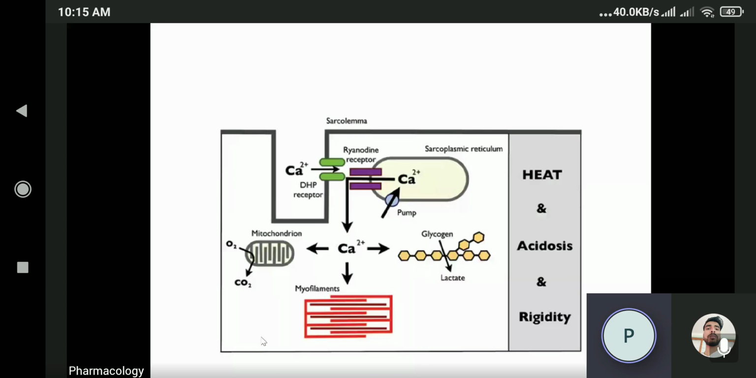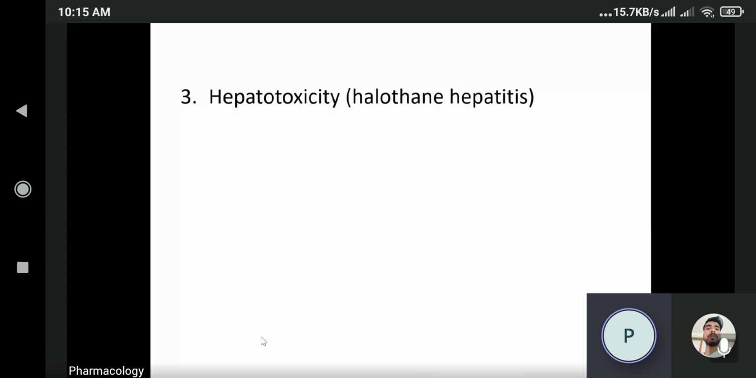Next are the hepatotoxic effects seen with the drug halothane. Please go and revise your hepatotoxic drugs. The mechanism for halothane hepatitis will be illustrated there. It can be a direct toxic effect, and also mediated through an immune response produced against the metabolites when the liver metabolizes halothane. So because of the immune response and direct toxicity, a hepatotoxic effect can be seen.